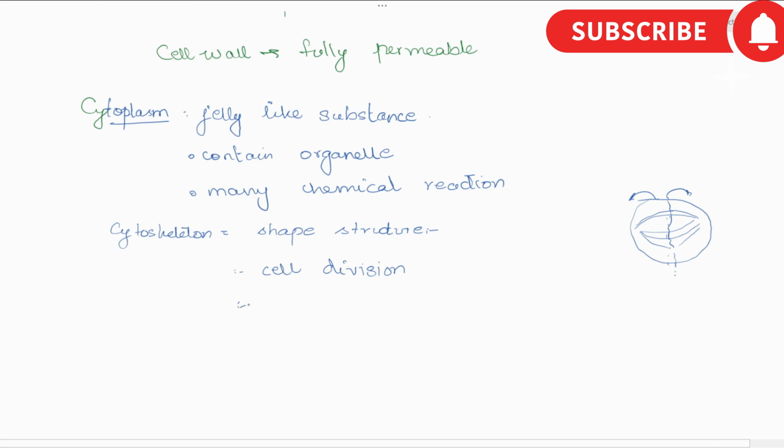Moreover, the skeleton is helpful in cell movement. Many cells can move. I'm not talking about a single cell of an animal or plant, but we know that amoeba can move. We know that bacteria move because of flagellum. We know that paramecium can move. We know that euglena can move. Many animals can move. So all the cytoskeleton helps in cell movement. Moreover, they transport many substances as they form a network in the cell.